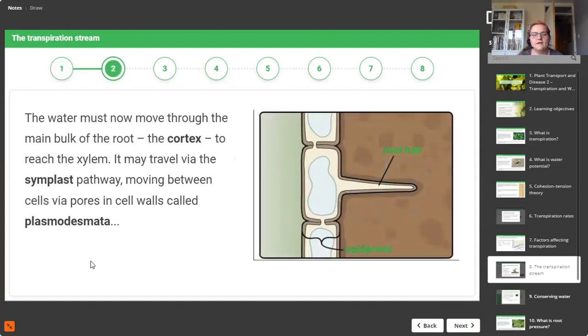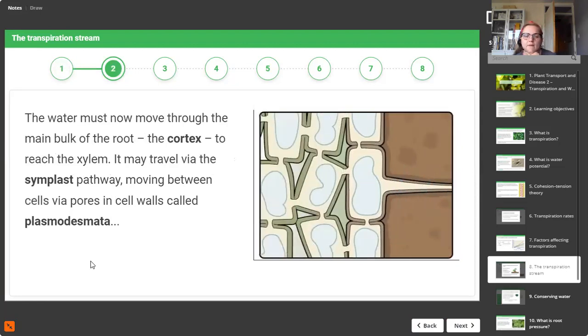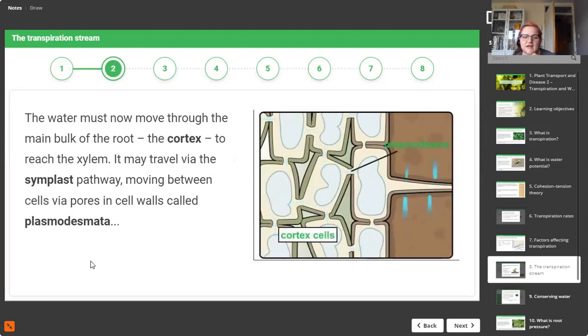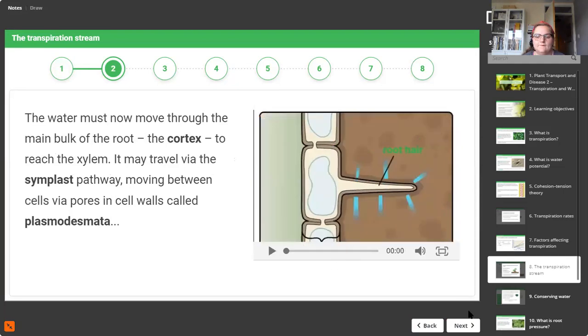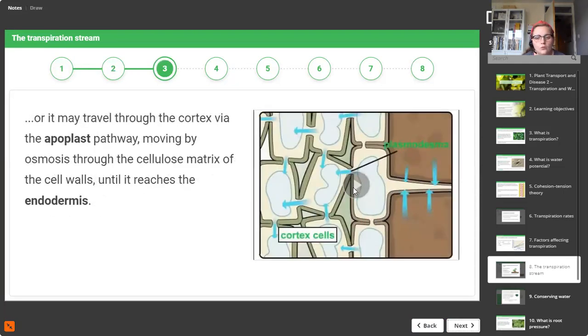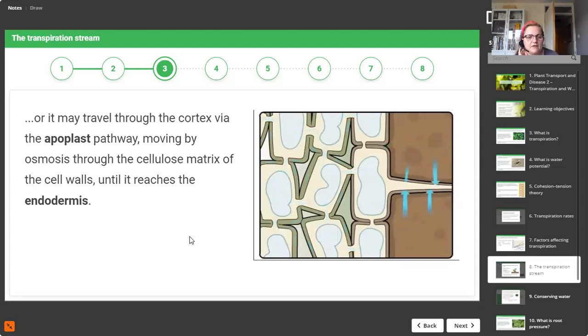The water now must move through the main bulk of the root, the cortex, to reach the xylem. It may travel via the symplast pathway, moving between cells via pores in cell walls called plasmodesmata. Or it may travel through the cortex via the apoplast pathway, moving by osmosis through the cellular matrix of the cell walls until it reaches the endodermis.